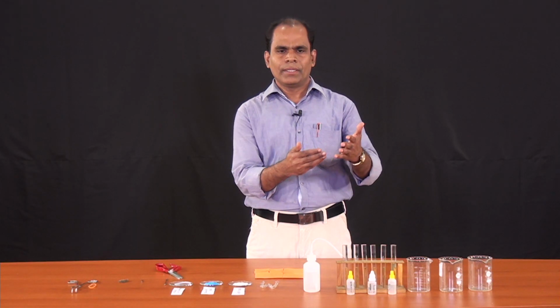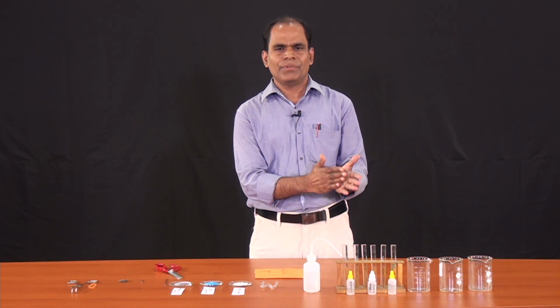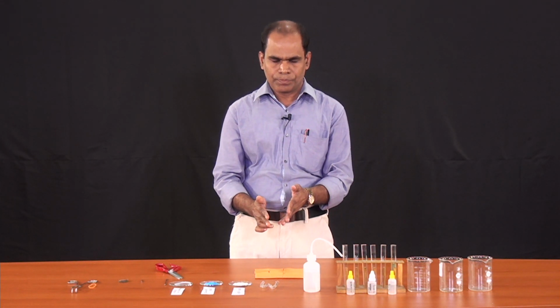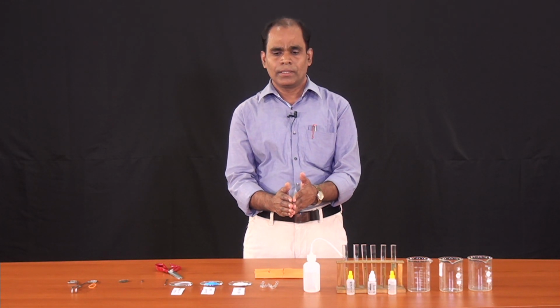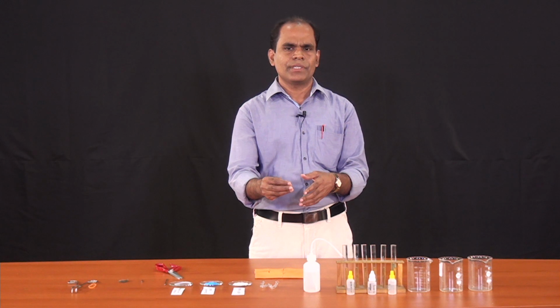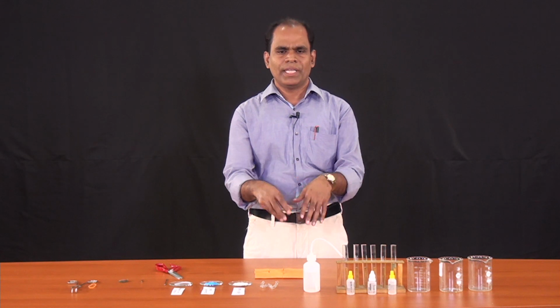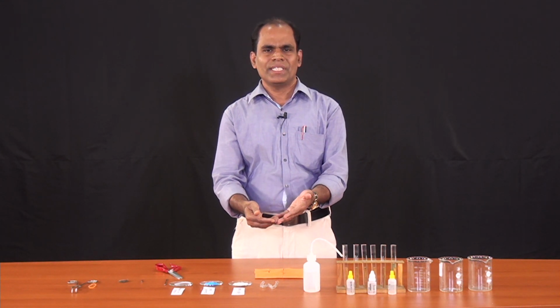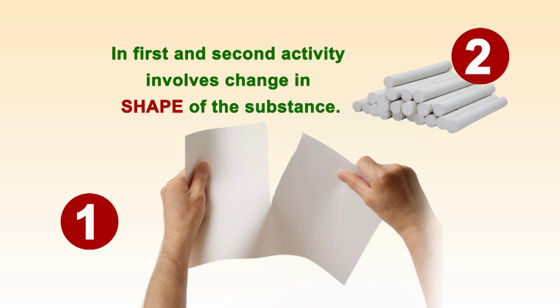So, we have discussed 4 activities. In the first activity, cutting a paper into pieces, what change do you observe? There the shape of the paper is changed. Similarly, in the second activity, where we took some chalk powder, made a paste of it, then tried to give the original shape of the chalk again, there also the shape of the substance changes. The first and second activities involve change in shape of the substance.